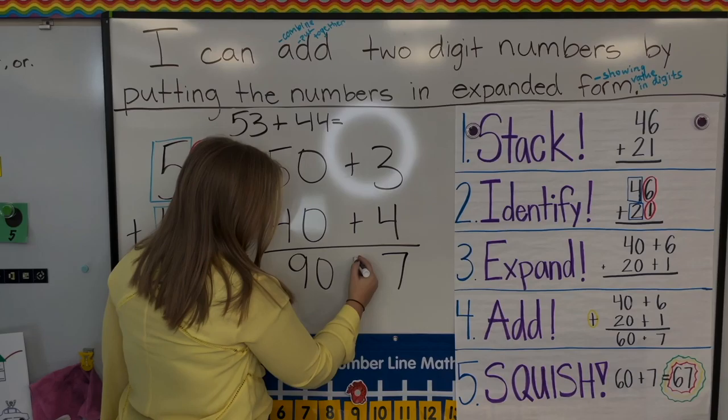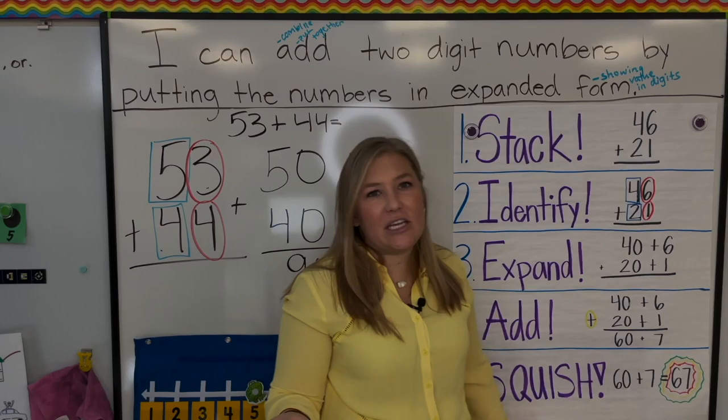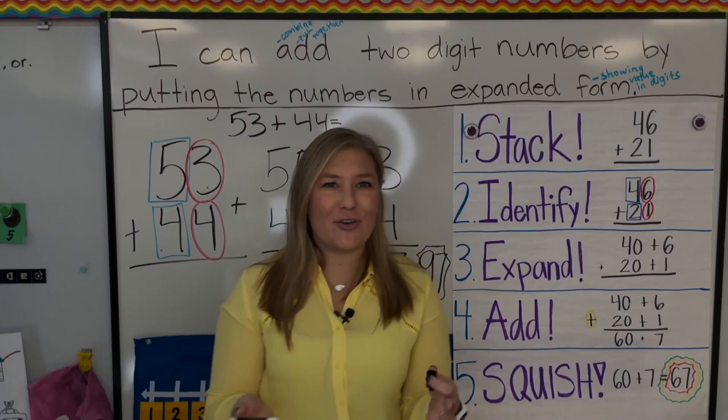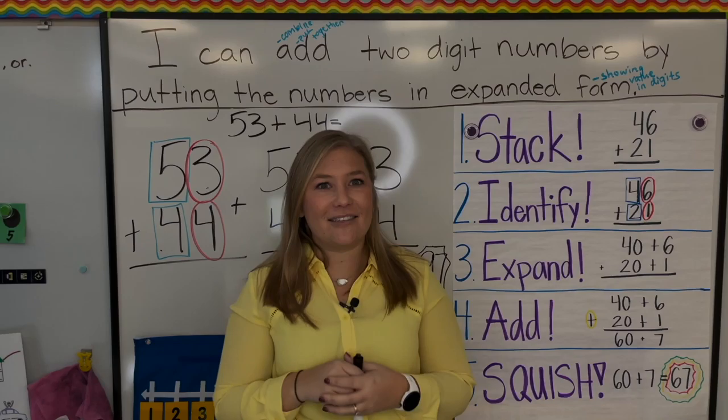Now that I've added, I get to do my final step of squishing, and I get to squish it together. My seven takes over my ones, and now I have 97. Woop, woop, woop. Is that the answer you got? Were you able to get there before me? If not, that's okay, because this is a lot of steps, and this might be your first time trying it this way.